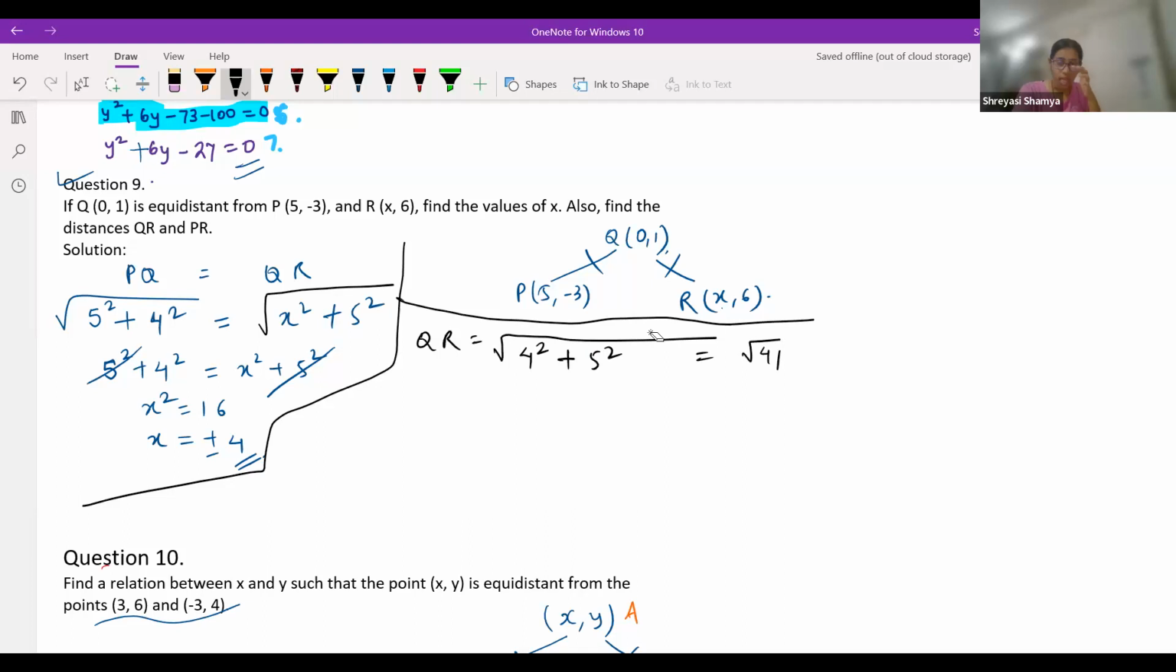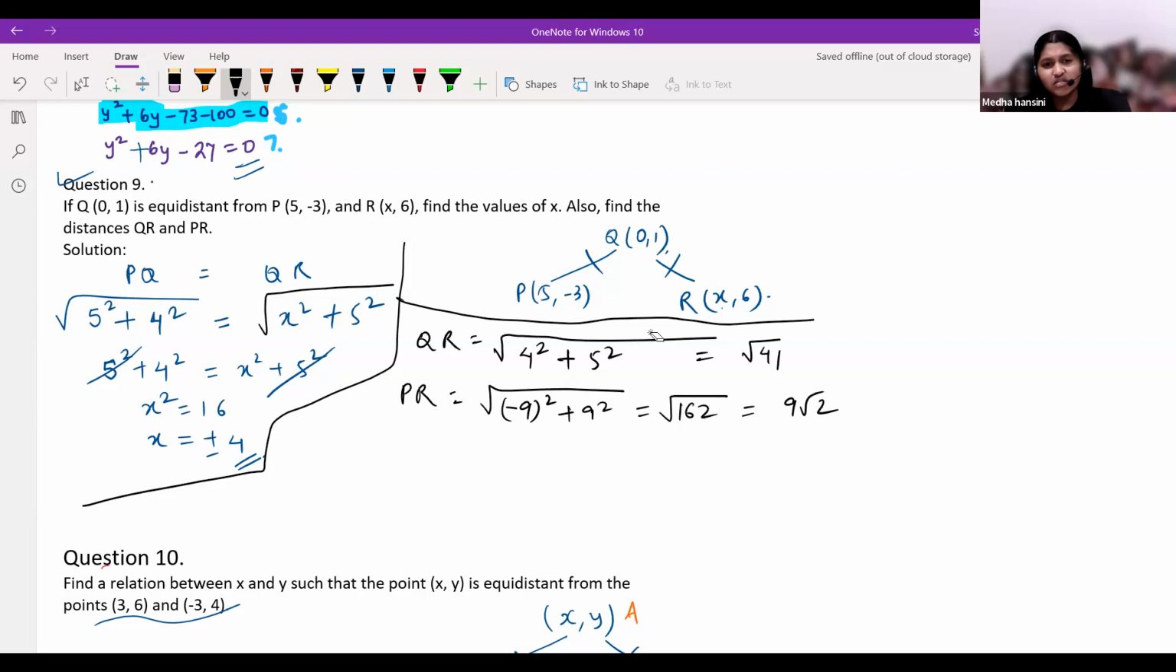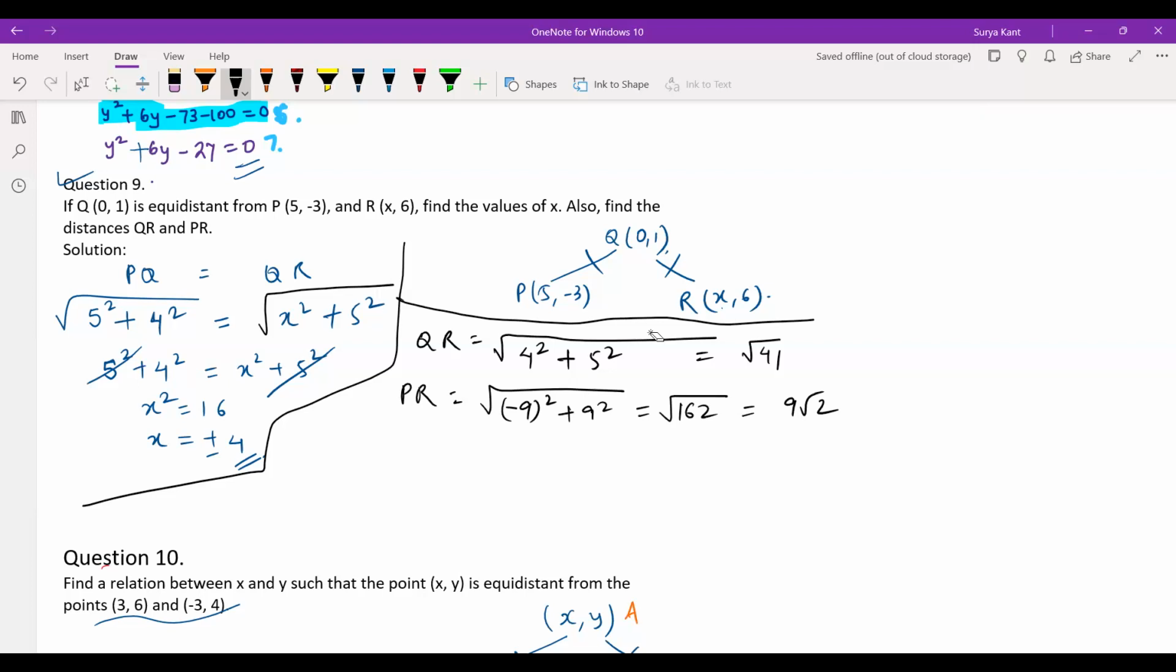Then PR. Root over 4 square, here minus 4, minus 5, that is minus 9, right? Minus 9 square and 6 plus 3, again 9 square. Root 162 we are getting. What is the answer for PR? Root 82, sir. Root 82 and 9 root 2, both. Okay. 9 root 2 is coming also.